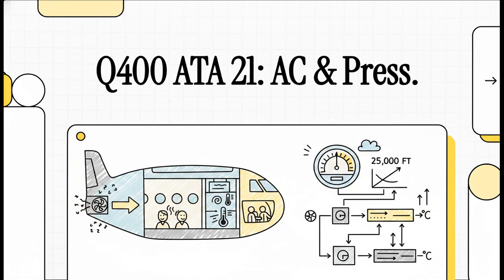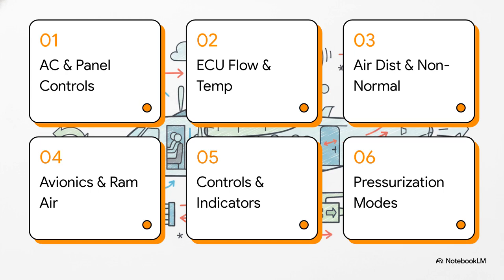Let's dive right in. Here is our flight plan for today. 1. AC general and panel controls. 2. ECU flow and temperature control. 3. Air distribution and non-normal. 4. Avionics cooling and ram air. 5. Pressurization controls and indicators. And 6. The 4 pressurization modes. To make this complex system super easy to memorize, we are going to follow a strict linear cockpit-to-cabin flow, and we won't skip a single step.